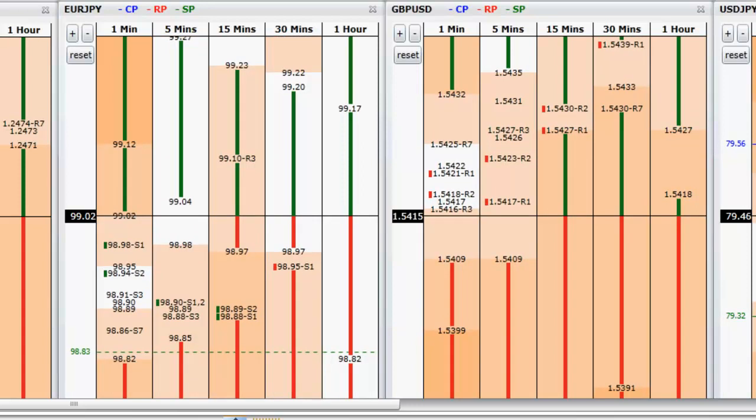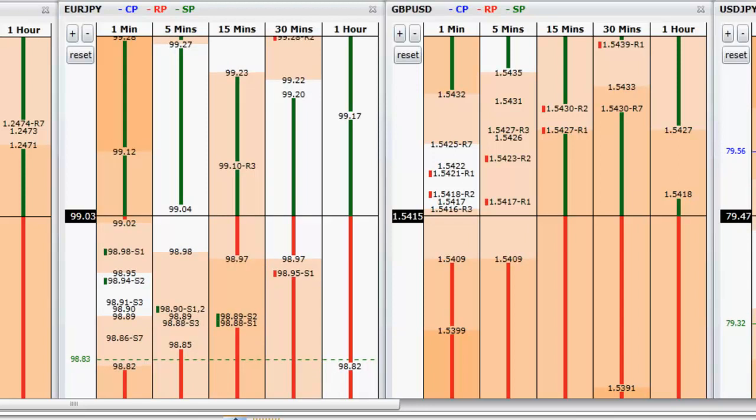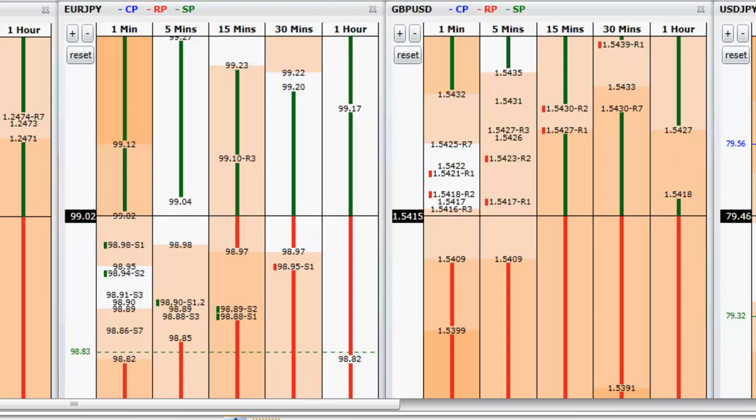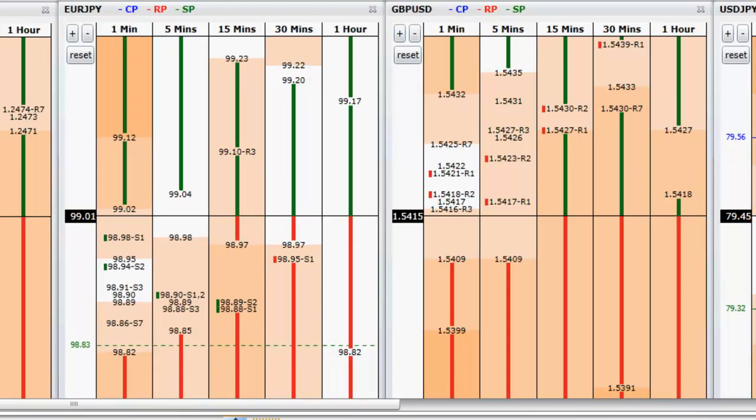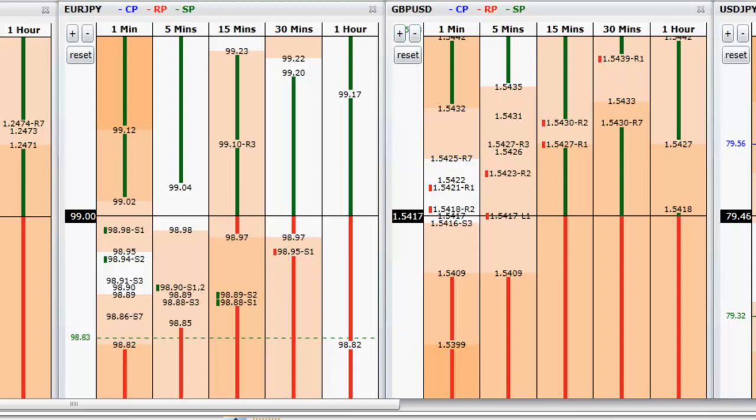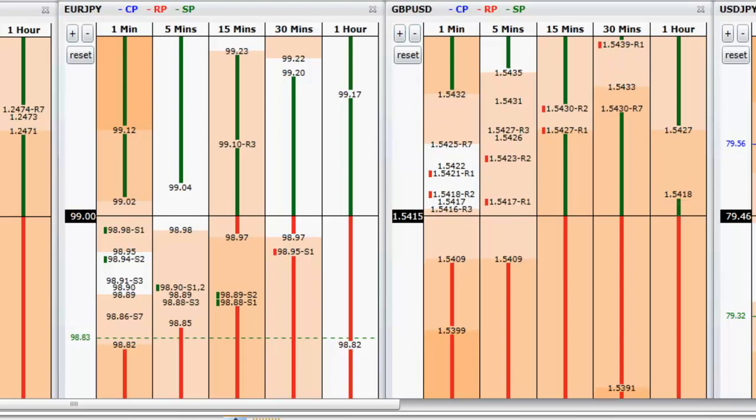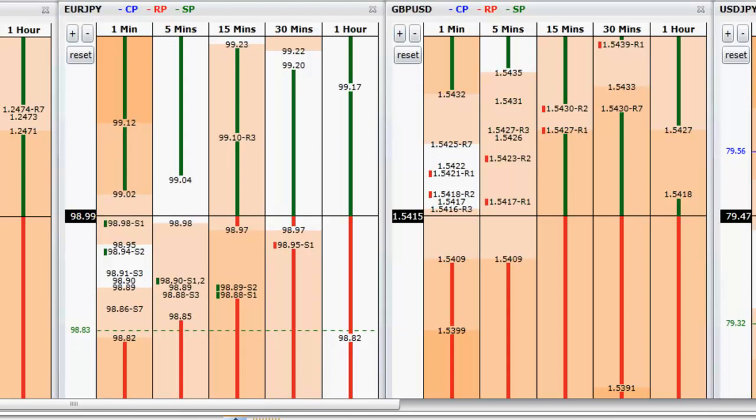Dollar yen is still kind of, is it going to break the hour? Aussie yen, which I love. 36. Very good level at 40.